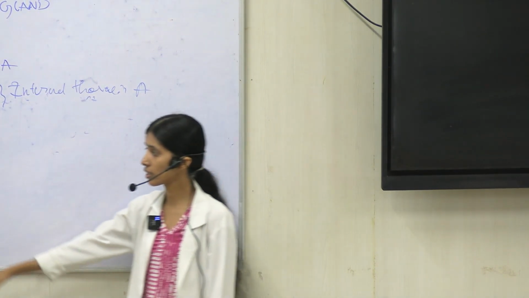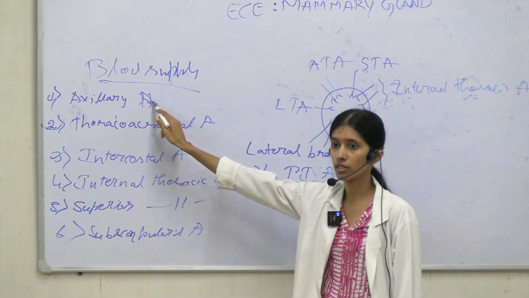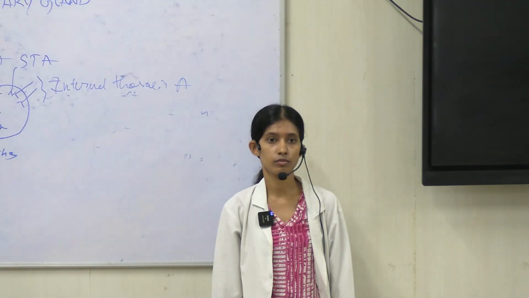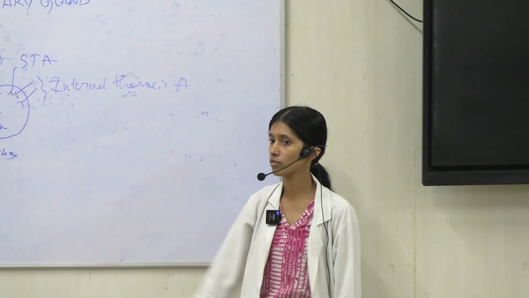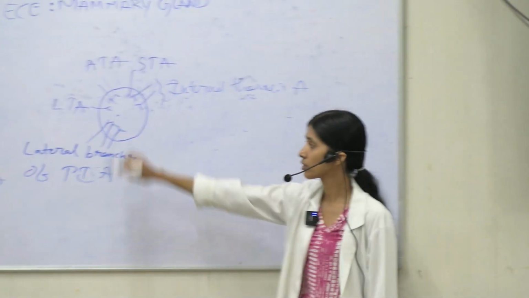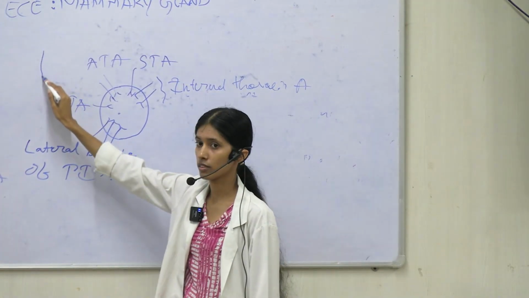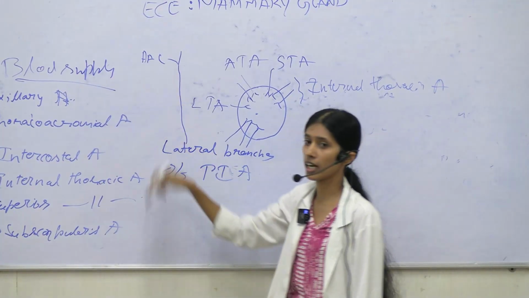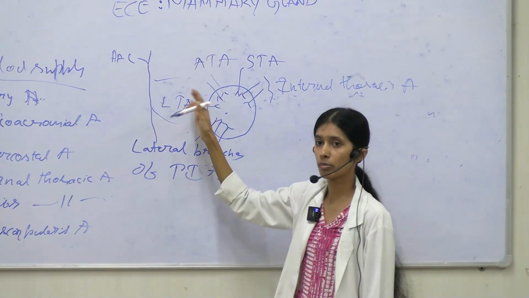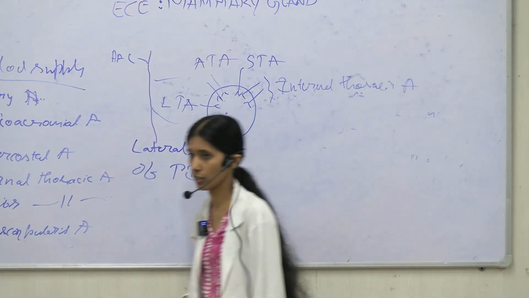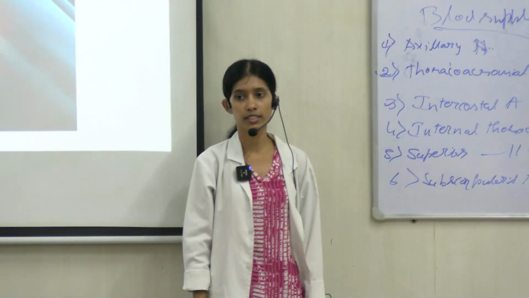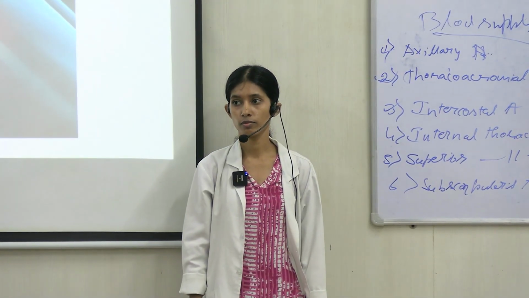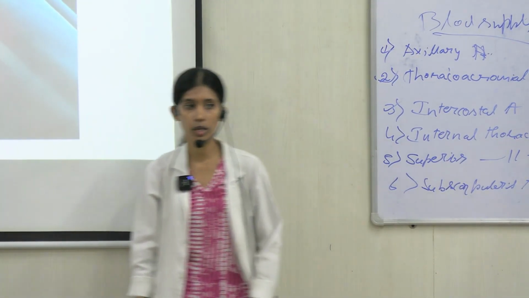What about the axillary artery? The very first one? Axillary artery. From the sides. This is the axillary artery and these are the branches of your axillary artery only. Okay, fine. Sit. Anything else in the blood supply? That's it? Okay.